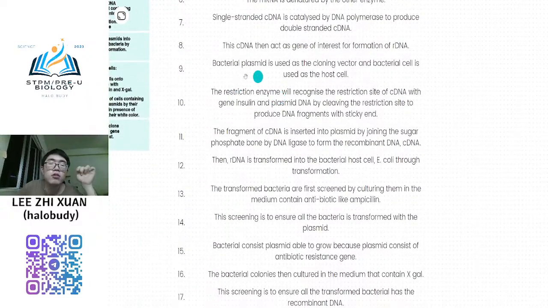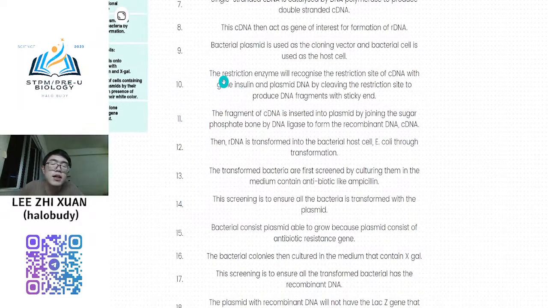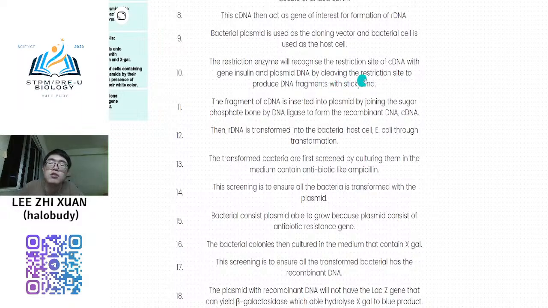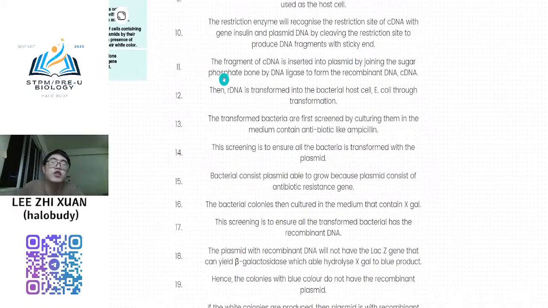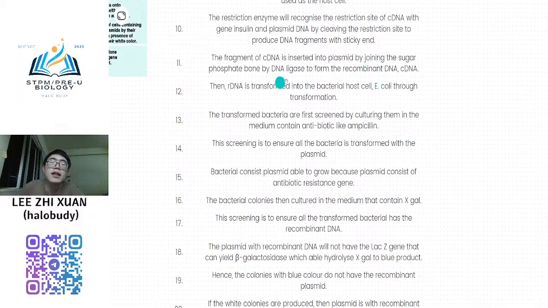Okay, after that you know that we need a bacterial plasmid. So you need to isolate the bacterial plasmid from the host cell, normally E. coli. And then after that you need the restriction enzyme. So this restriction enzyme will recognize the restriction site of the cDNA and also the plasmid. Then it will cleave the restriction site to produce DNA fragments with sticky ends. After that, the cDNA fragment will be inserted into the plasmid by using DNA ligase to form the recombinant DNA.